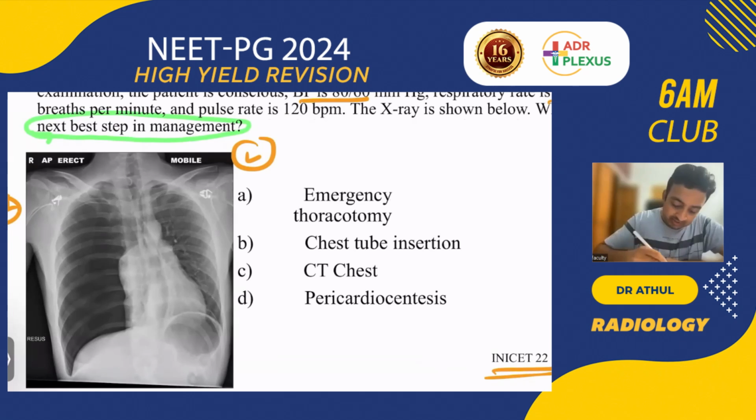If you see, this is the right side, and you can see the bronchovascular markings here. You are able to see the bronchovascular markings here. So this is a right pneumothorax. Excellent. Everyone knows this. This is a right pneumothorax.